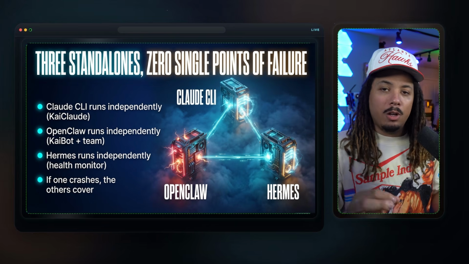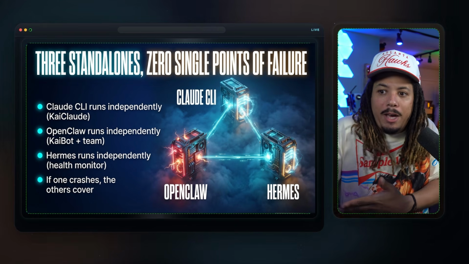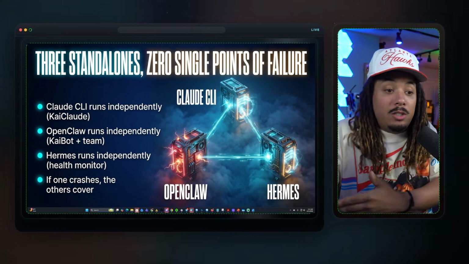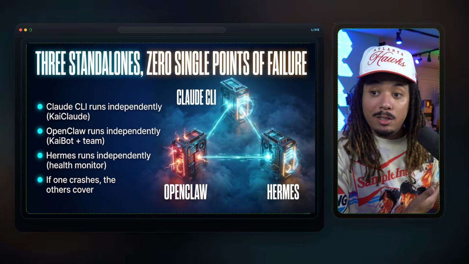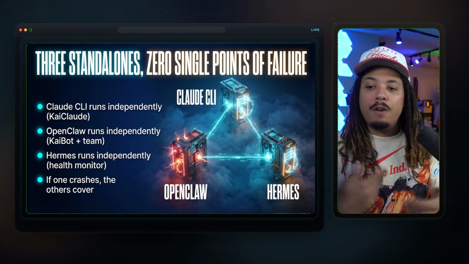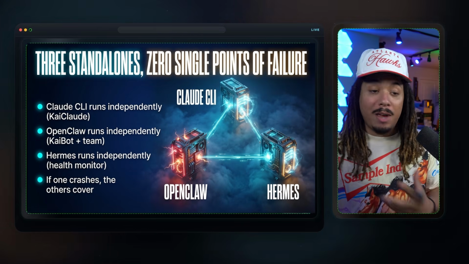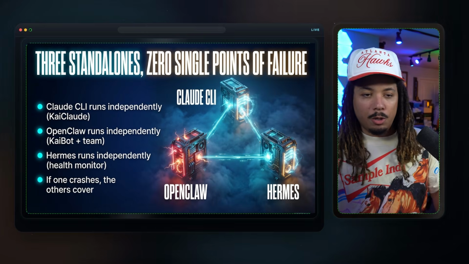There were times when OpenClaw would crash and all my agents were gone. Now if OpenClaw crashes, I can go to KaiClaude and say, hey, fix it. Or I can go to Hermes and say, fix it. They can all fix and help each other. And they all share information with each other. Three standalones, zero points of failure.